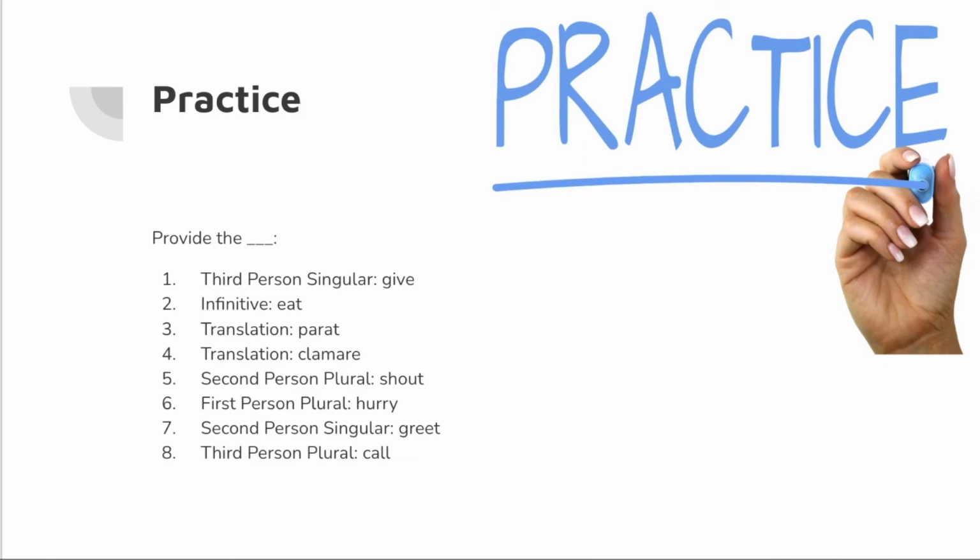And then number 8, the third person plural of the word call. Call is the same thing as voco. And the third person plural, if you look at the chart, ends with NT. So how do we make voco end with NT? You have to replace the last O with an A, and it'll be vocant, V-O-C-A-N-T. Vocant.